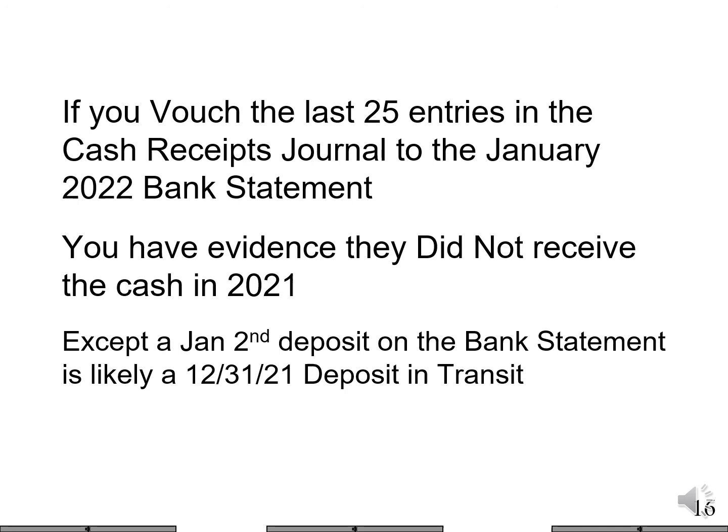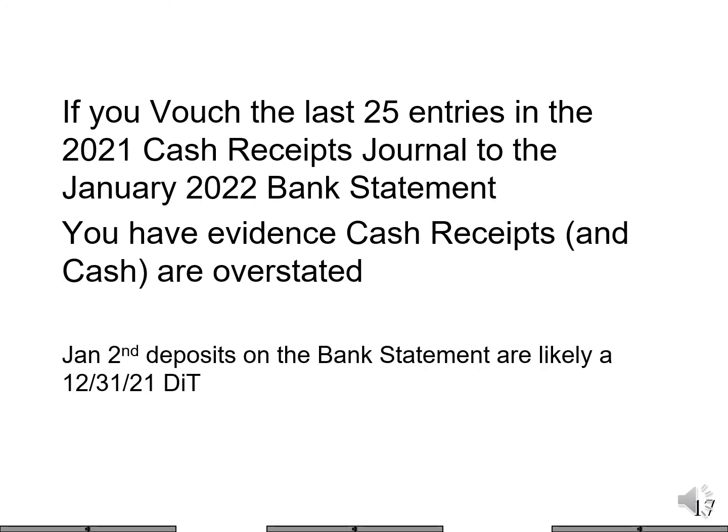We have to be careful that the first deposit on January 2nd of 2022 is likely a deposit in transit from December 31st. If you vouch the last 25 entries in December's cash receipts journal to the January bank statement, you have evidence cash receipts for the year are overstated, and cash is overstated as of December 31st.